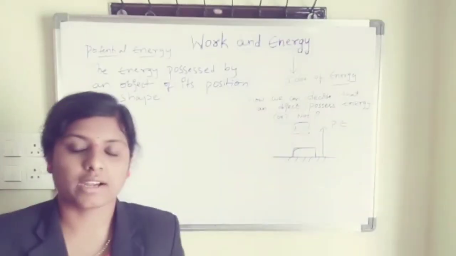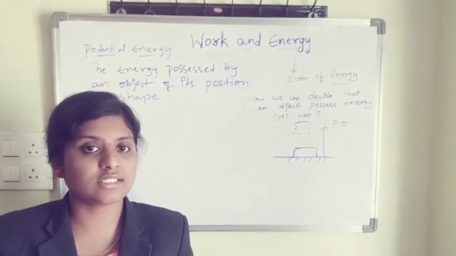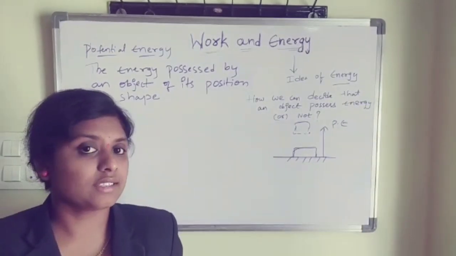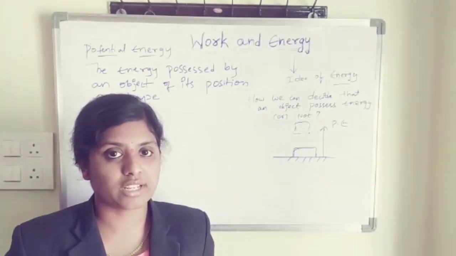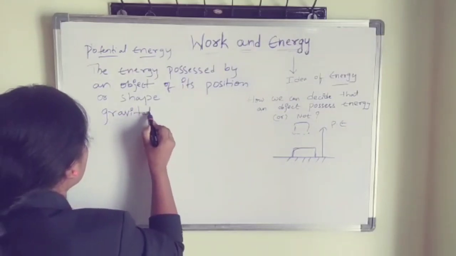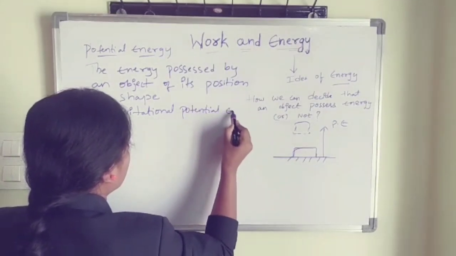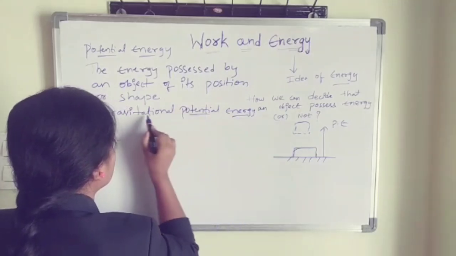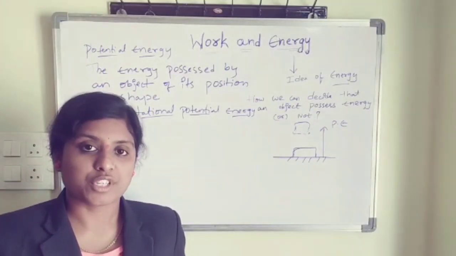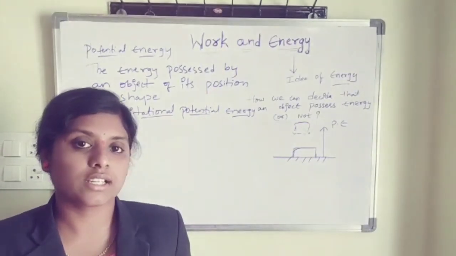Take an example of a rubber band. After stretching the rubber band, the shape and size are different due to its potential energy. We have another type of potential energy, that is gravitational potential energy. It is the energy possessed by a body because of its position against gravity.